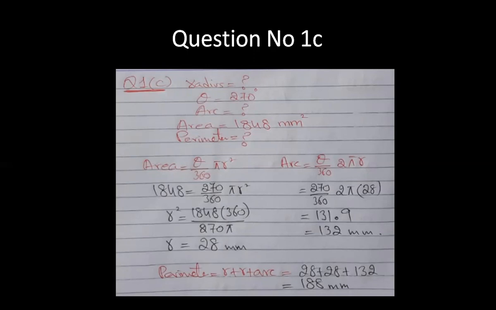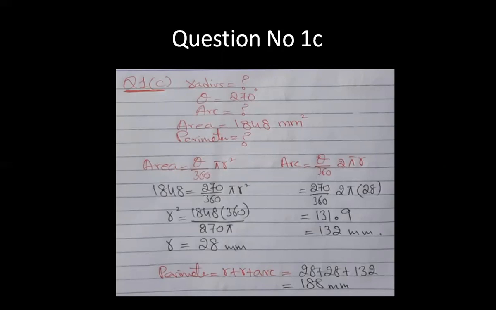Now I can find the arc. The formula for the arc of a sector is theta by 360 2 pi r. Theta is 270 divided by 360 multiply 2 multiply pi multiply 28. The radius here is 28. So in your calculator you will enter 270 divided 360 multiply 2 multiply pi multiply 28 equals, and that will give you 131.9, which is 132 millimeter.